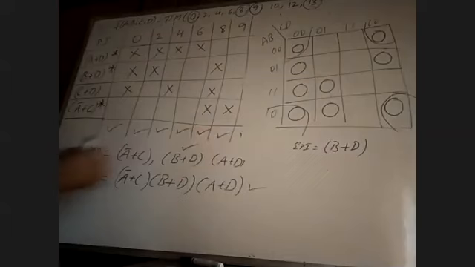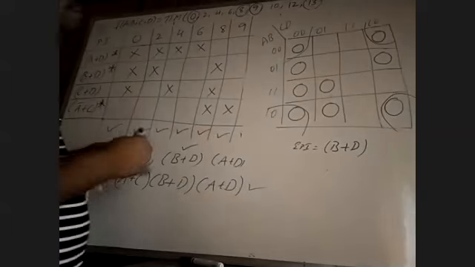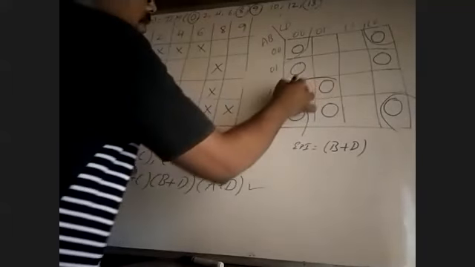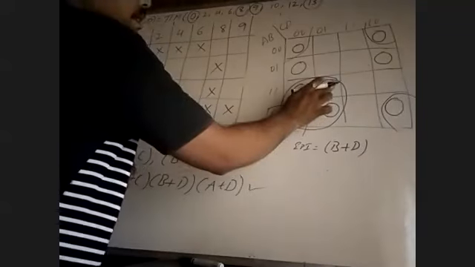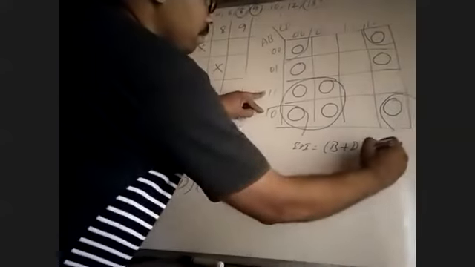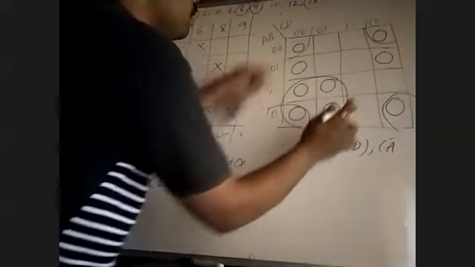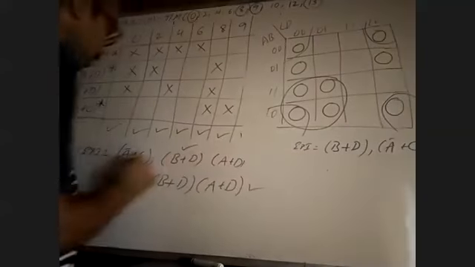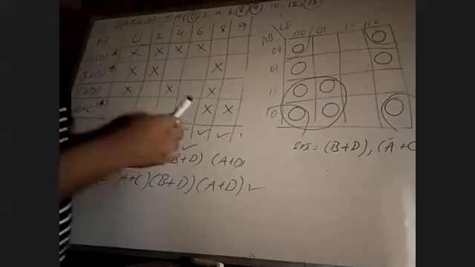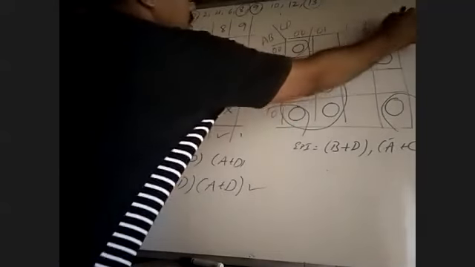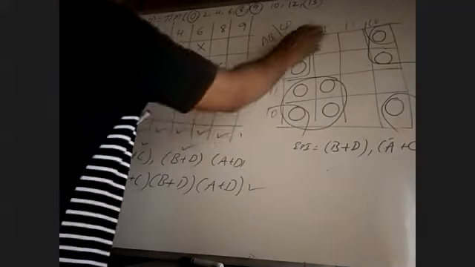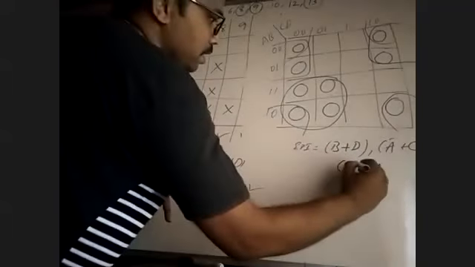Verified here, the same came. Next, to cover this one, this is my second essential prime implicant to cover this max term. To cover the 13 max term, this is an essential prime implicant. What is the solution? A bar plus C. This is also covered. And the remaining is this one. To cover this, I have to make a quad like this. What is the solution? A plus D. Third essential prime implicant.